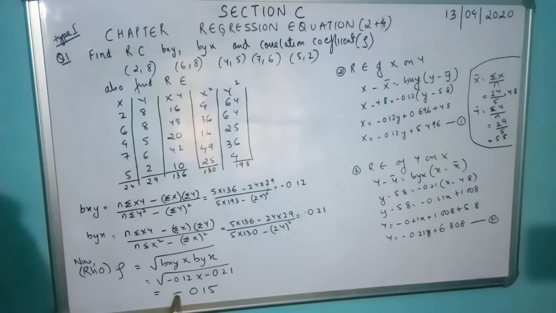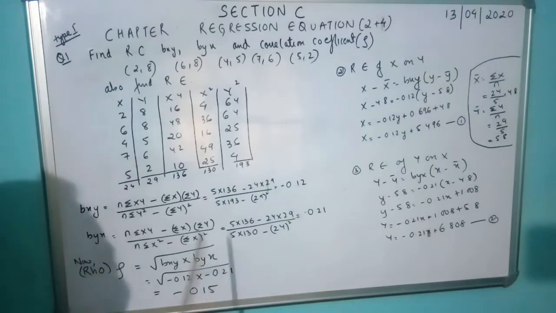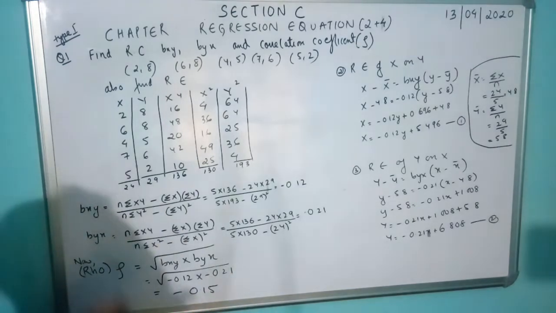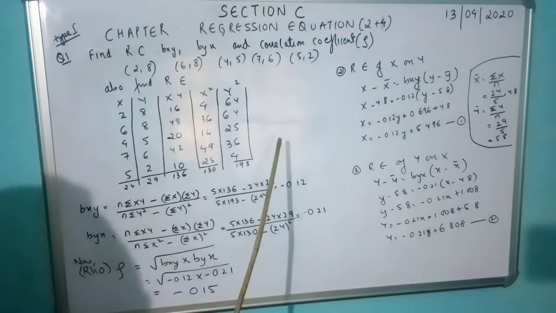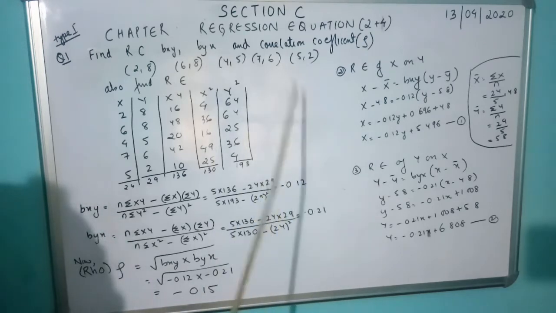But why have I taken minus? Because the sign of bxy, byx and rho has to be the same, because root means plus or minus, isn't it? So I can even take positive or negative, but I'm going to take negative because bxy is negative, byx is also negative, so rho also has to be negative. So 0.145, sorry. If you do till here, this had come in the year 2020, that means this year, for 4 marks. So you would get 4 marks.